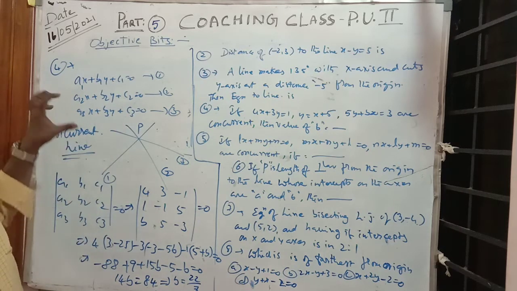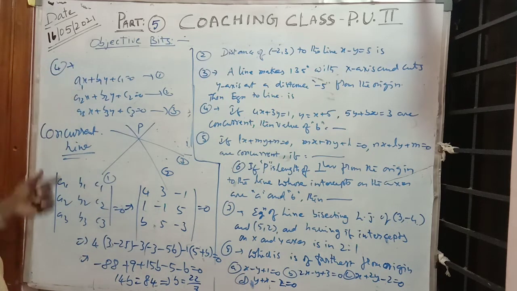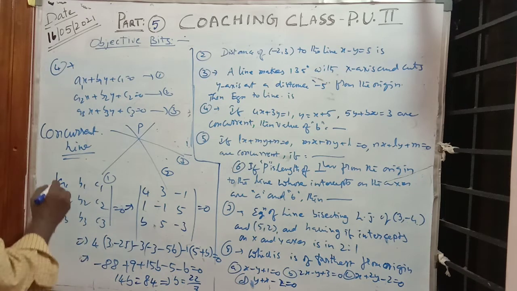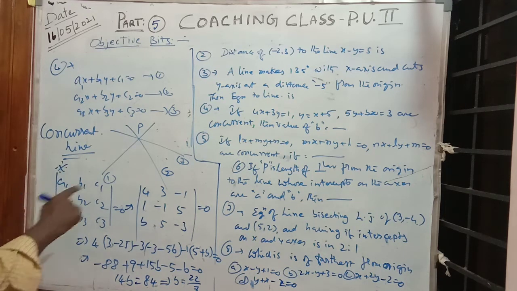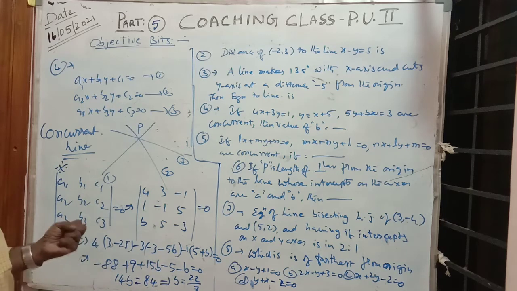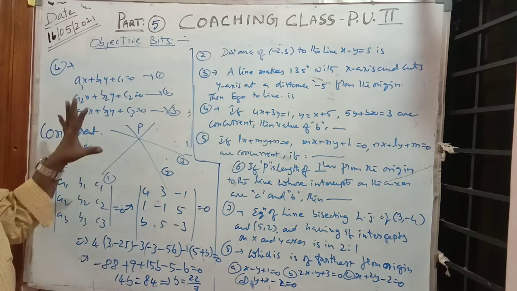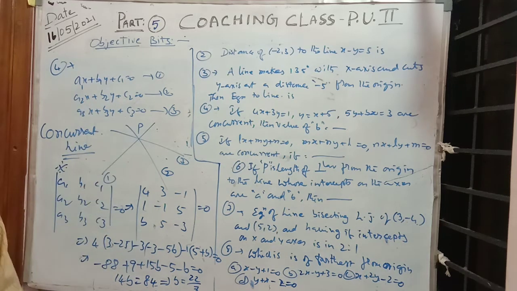Okay then, the method is important. Here the concept is, if the 3 lines are concurrent, this is the concept, it is important. By using that one, we can find the value of b. Okay, is it clear? Yeah.